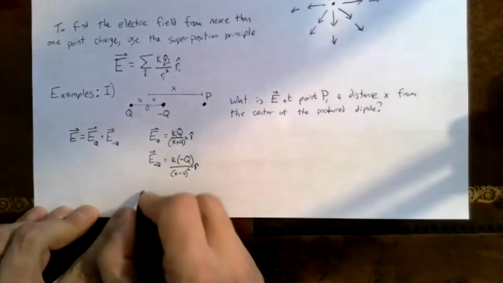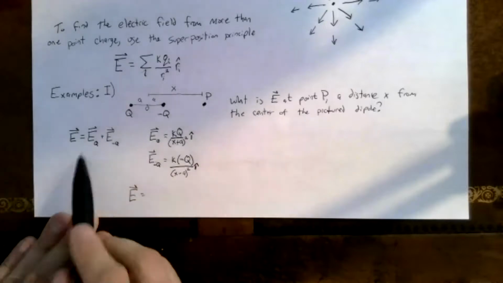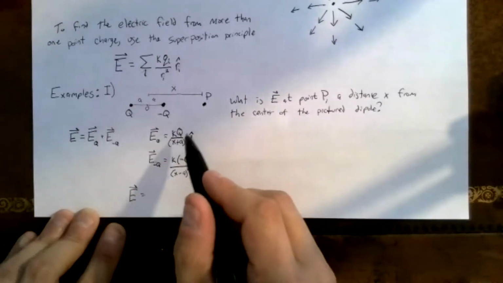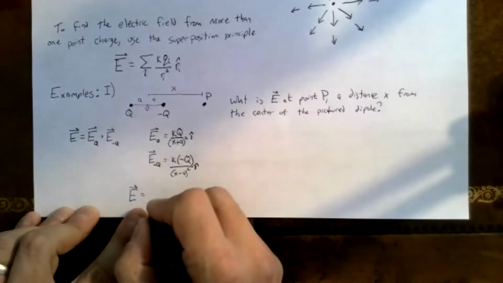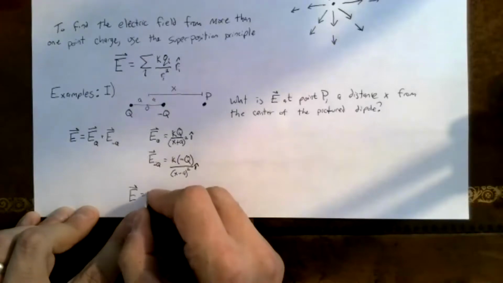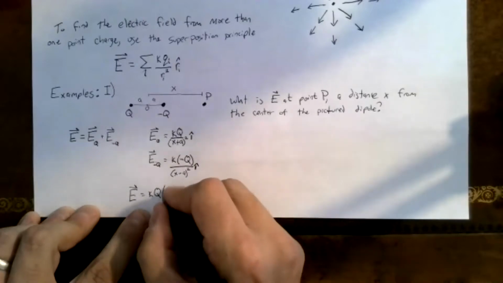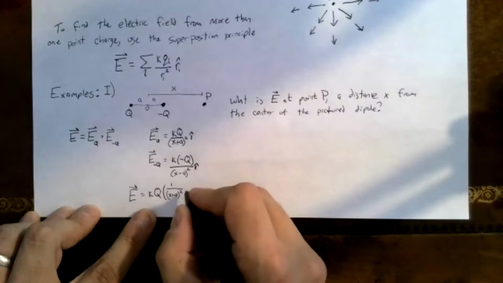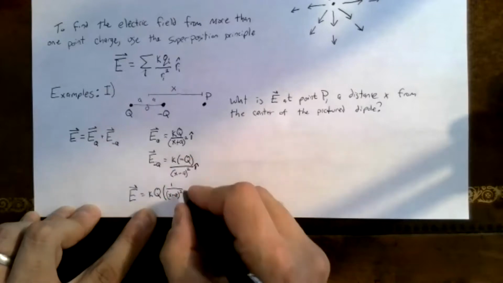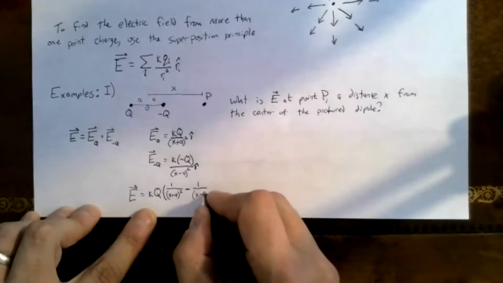So that means when I add them together, I literally just have to add them together. I can factor out a KQ and an i hat. So I'll get KQ, and I'll put the unit vector at the end. So this is going to be times 1 over X plus A squared, and since that one's negative, it's going to be minus 1 over X minus A squared.